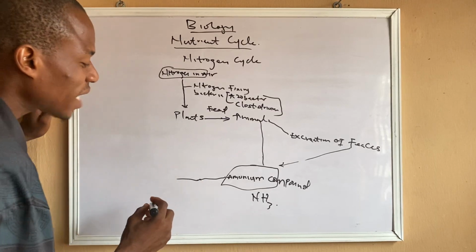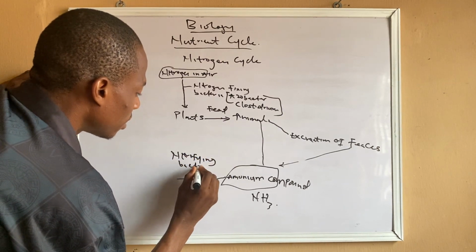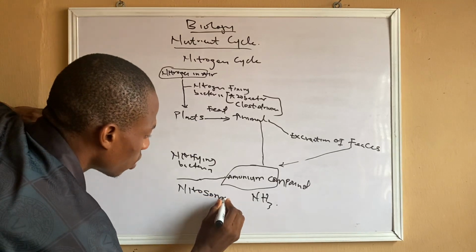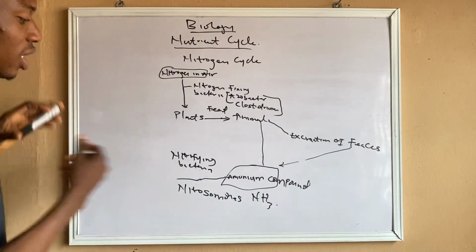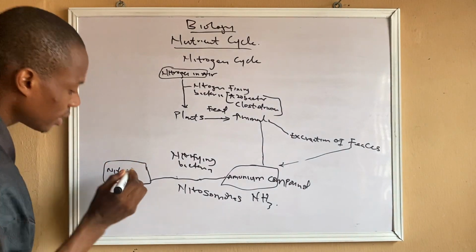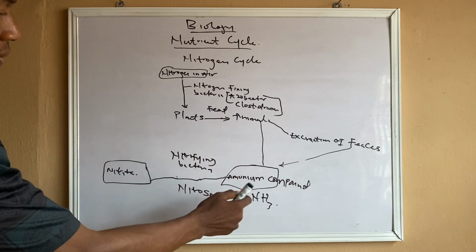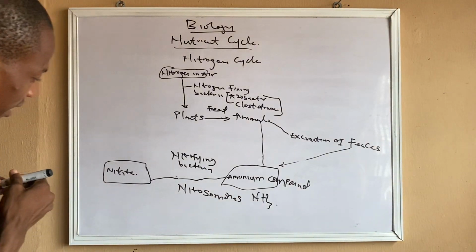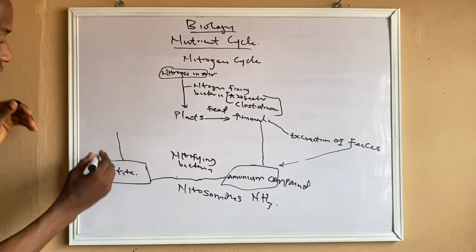Now it is being converted by another bacteria called nitrifying bacteria. And these nitrifying bacteria are what? Nitrosomonas. Yes. These Nitrosomonas are the ones that will convert the ammonia into what is called nitrite. Yes, the nitrite. Are we getting it? Ammonium, through nitrifying bacteria, will be converted into nitrite. Yes. This nitrite now oxidizes. Immediately it is being converted, now oxidizes.